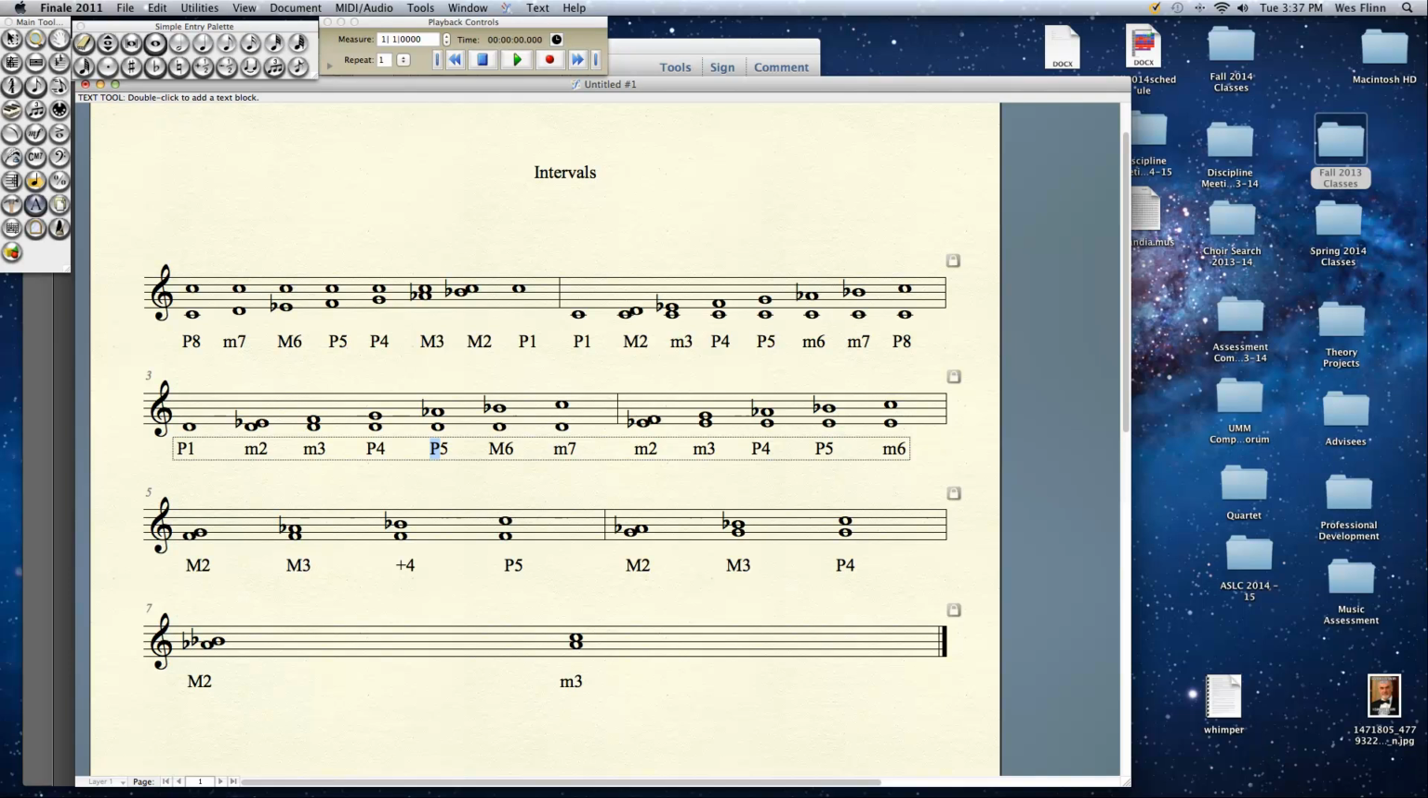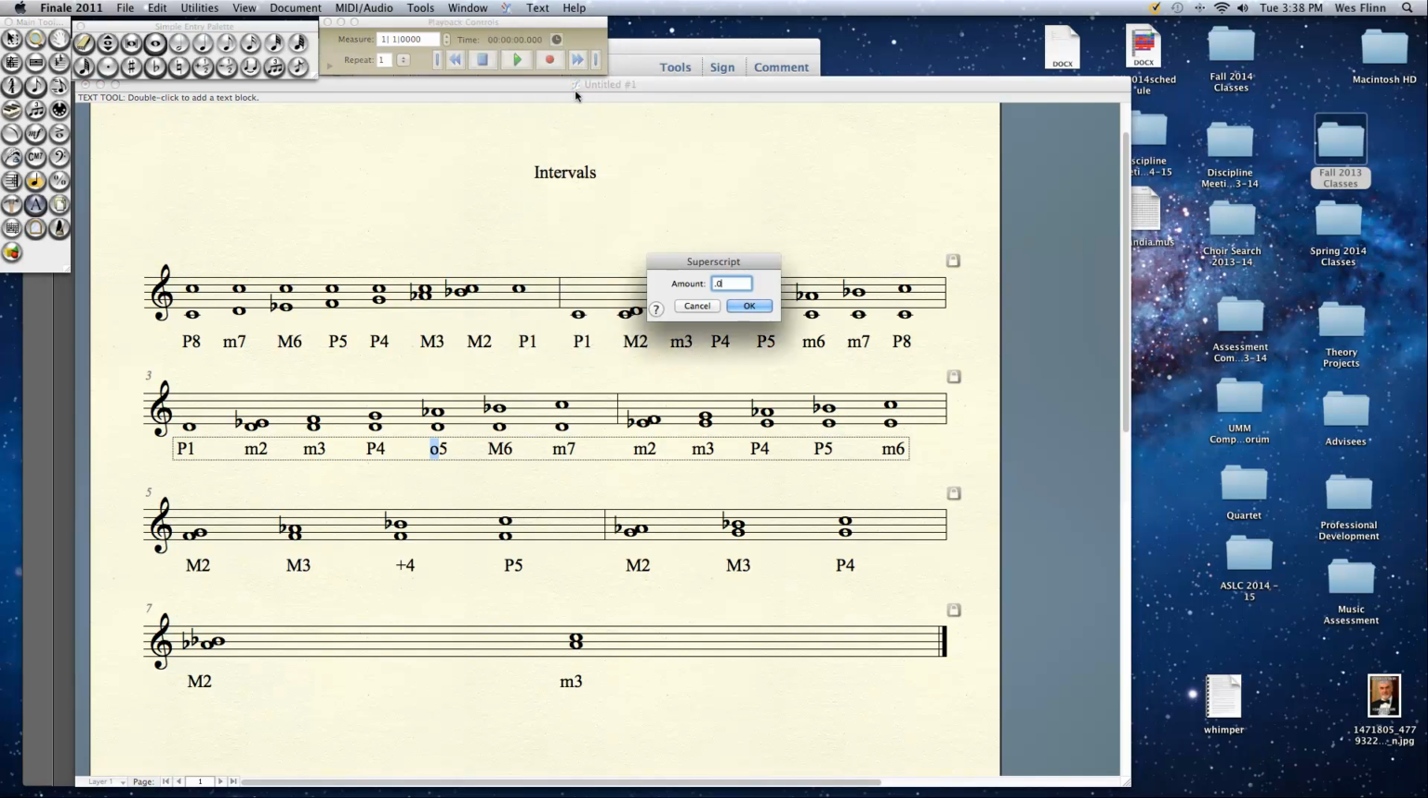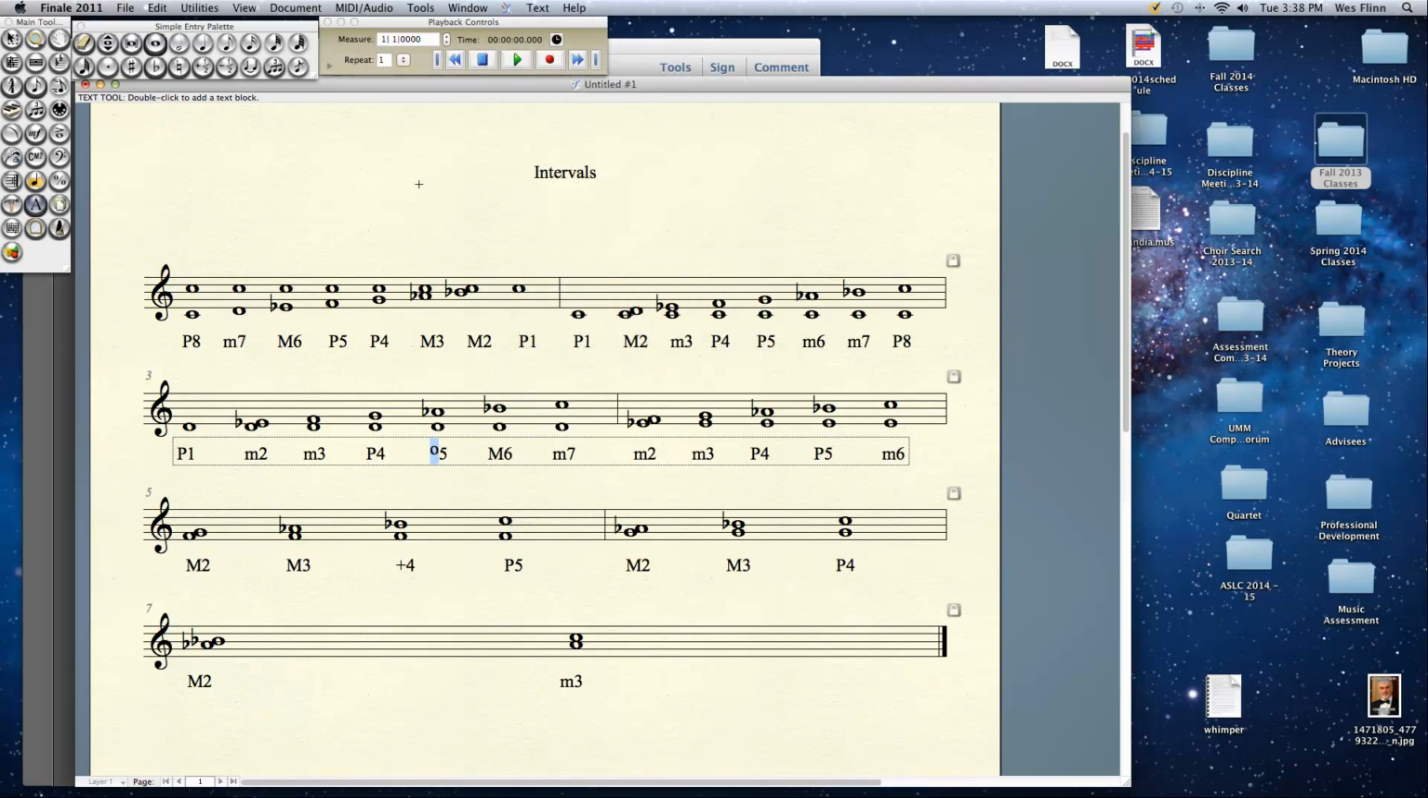So now we have a diminished fifth, and I'm going to even make a little superscript on that so you can see what I mean by that. The diminished fifth, a small circle, basically means that a minor or a perfect interval is reduced by a half step. So now we have the diminished fifth. It's also made our major sixth a minor sixth. It did not affect the minor seventh at all.